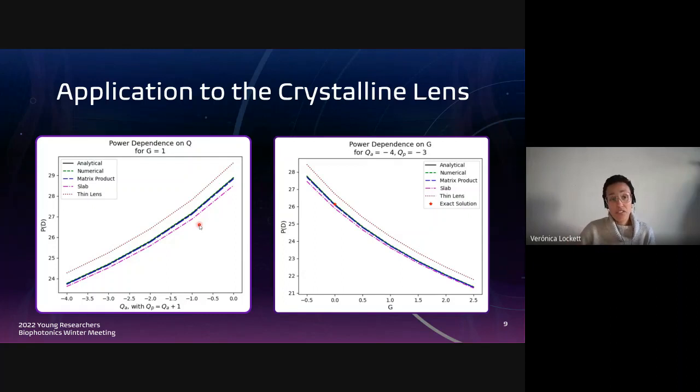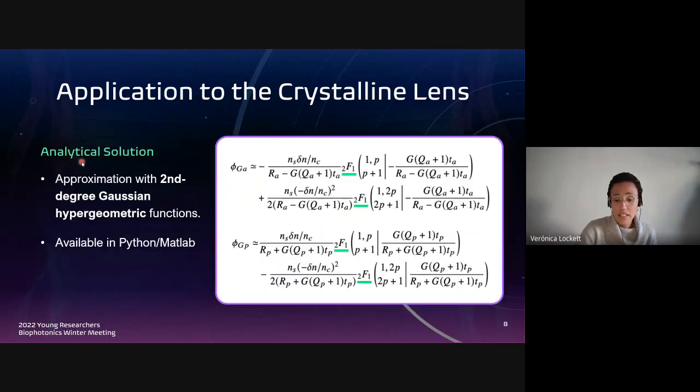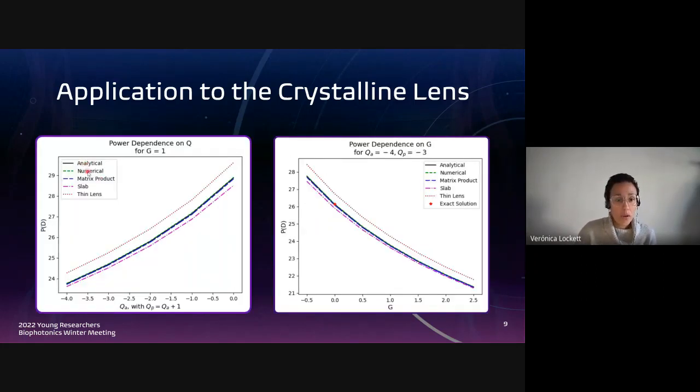Then we also compare with different approaches. So we have an analytical, which is this, the numerical, which is the green dashed line, the matrix product, which is multiplying all the LK matrices I showed you before, the slab model, and then the thin lens approximation. So we studied both the dependence on Q with the constant G and dependence on G with the constant Q. So there's those two parameters. We made QP to be QA plus 1.